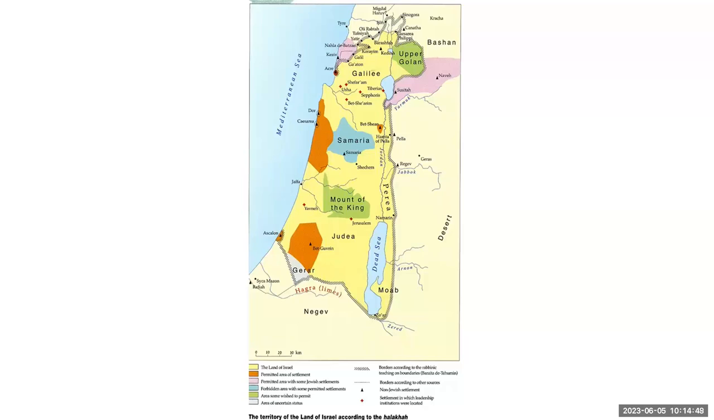Thus, the definition of the boundaries of the returnees from Babylonia is not a historical description. Rather, it reflects the domain of the Jewish settlement during the sages' time. Because they were not archaeologists, but they knew the books of Ezra and Nehemiah, and they knew that the returnees from Babylonia settled only in Judea, and the map is much wider. It's quite close to the map of the land of Israel today.